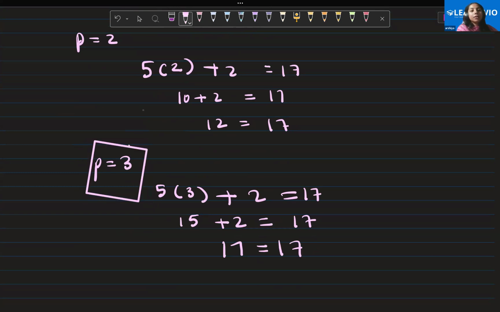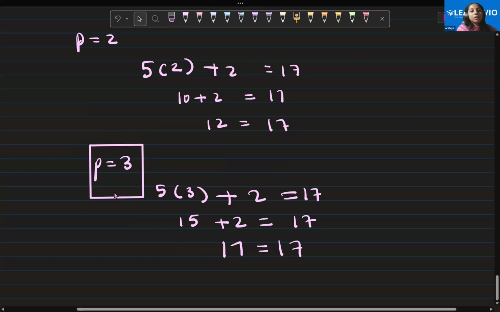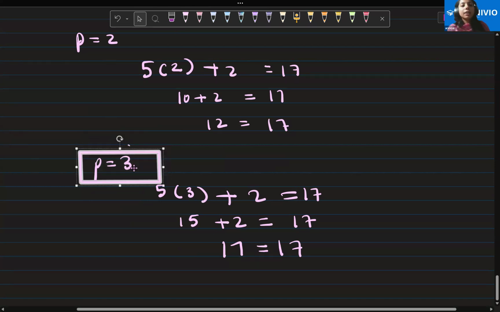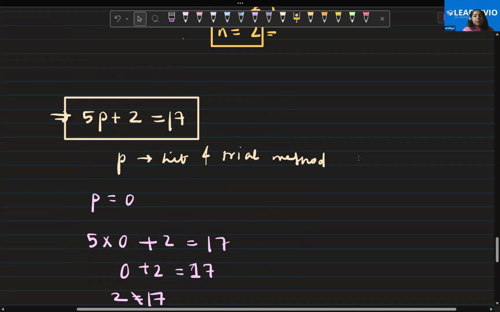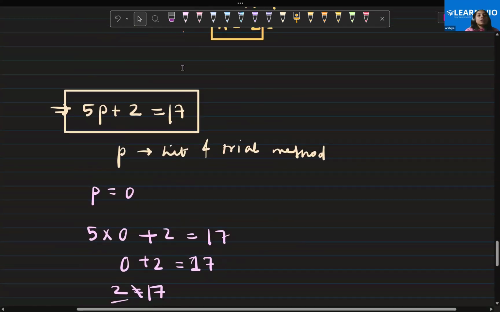Is it clear, everyone? Yes, ma'am. Okay, so write it down. You can just write hit and trial method and then you can write down the question.